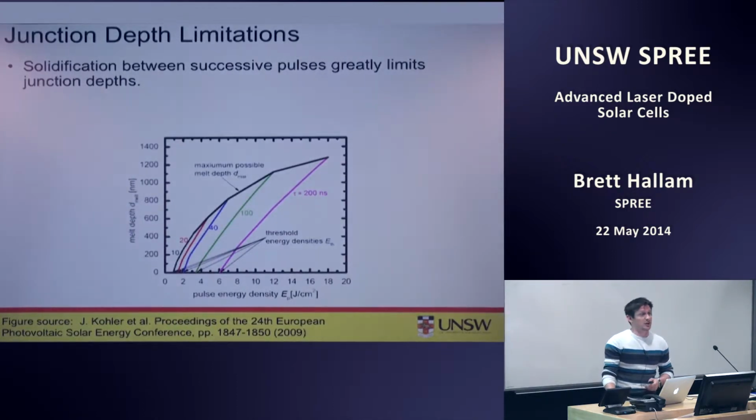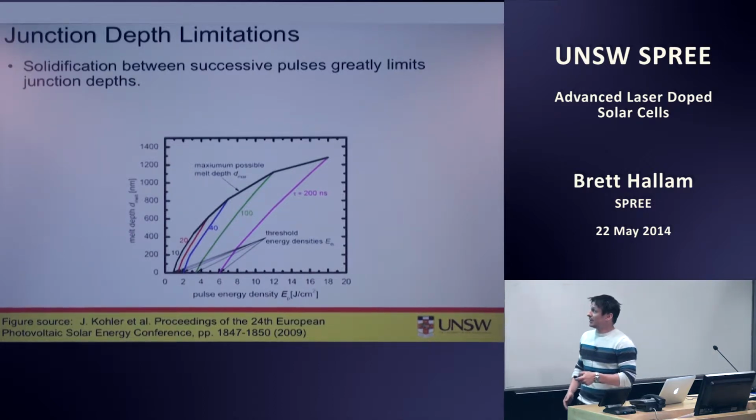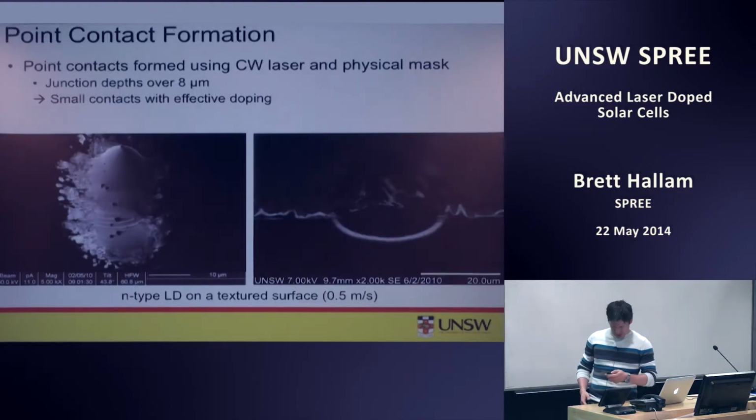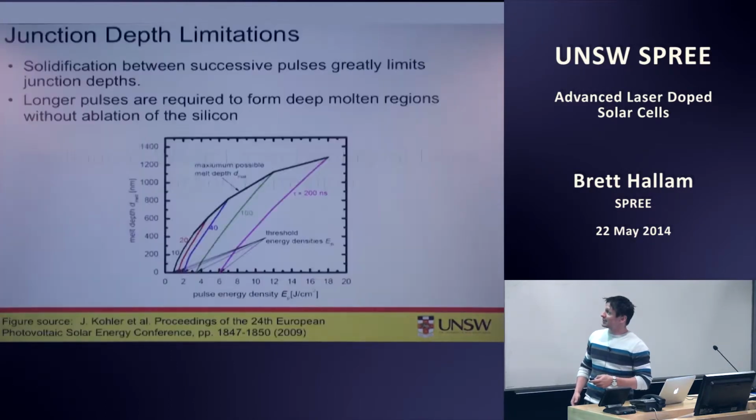Now, for conventional laser doping processes, when you're using Q-switch lasers, the junction depth obtainable from the laser process is very much dependent on the duration of the laser pulse. So as you increase the pulse duration, you can actually form deeper molten regions because you can heat up the silicon without reaching the vaporization temperature. If you only have a very short pulse duration, you're very limited in the depth of silicon you can melt without leading to ablation of the silicon.